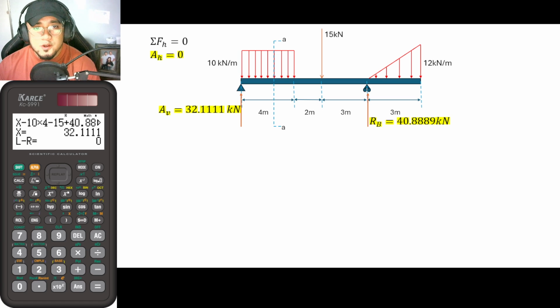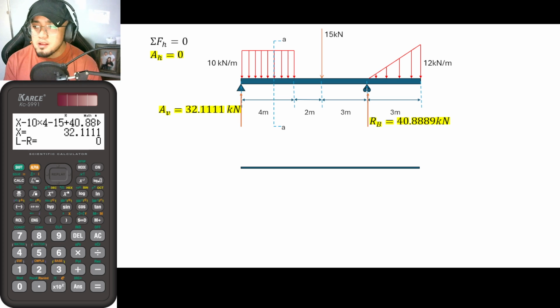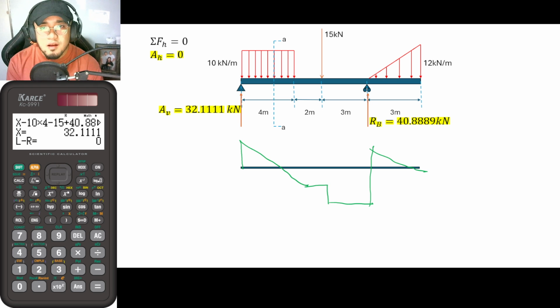Okay, so let us now solve for the shear diagram of this particular beam. In a shear diagram, it is basically the diagram of the internal shear forces acting on the beam. Suppose that this, let's say, is our diagram. Suppose that we will be drawing a diagram. Let's say, for example, that this is now the diagram. Just for example.